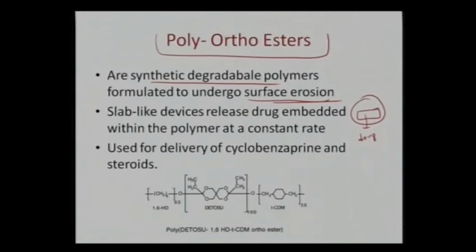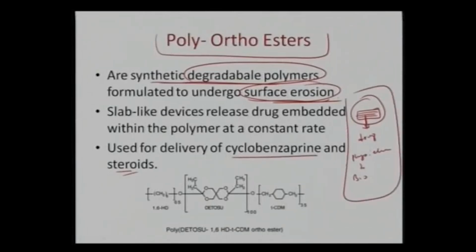So in this particular case, we have polyorthoesters. They are synthetically degradable polymers, and they undergo surface erosion. So the combination of both physical as well as chemical activity under biological conditions starts degrading this polymer, and these slab-like devices which are embedded in the polymer, as the polymer degrades, start releasing the drug at a very constant rate. They have been utilized for delivery of either steroids or cyclobenzaprine in this particular case. So that's what we see in the polyorthoesters.